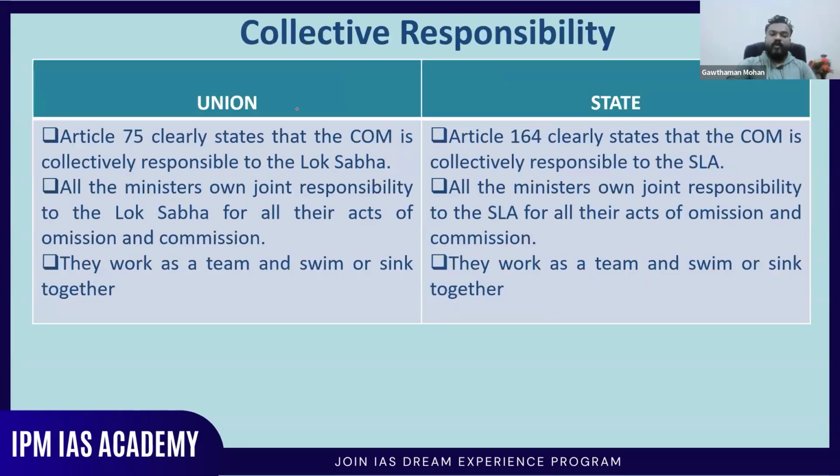Now the collective responsibility. What do you mean by collective responsibility? Article 75 states that the Council of Ministers is collectively responsible to the Lok Sabha. They are collectively responsible and answerable to the Lok Sabha, the lower house. And in the case of the state, Article 164 discusses it. The Council of Ministers is collectively responsible to the state legislative assembly. All the ministers share joint responsibility to the Lok Sabha for all their acts of omission and commission. The same applies to the state also, but they are responsible to the state legislative assembly. Then they work as a team, sink or swim together. The same applies to the state also. They work as a team.